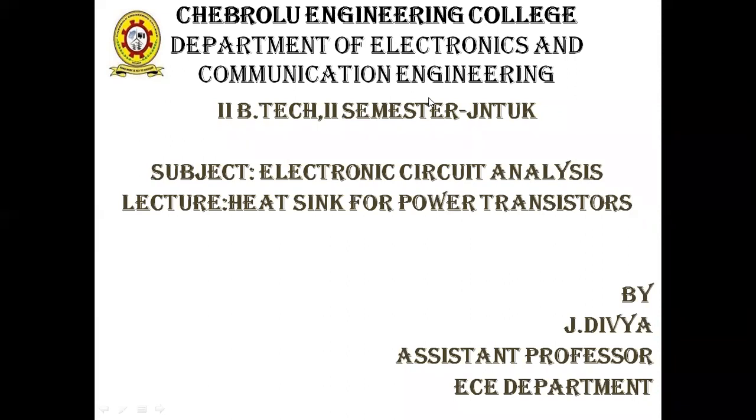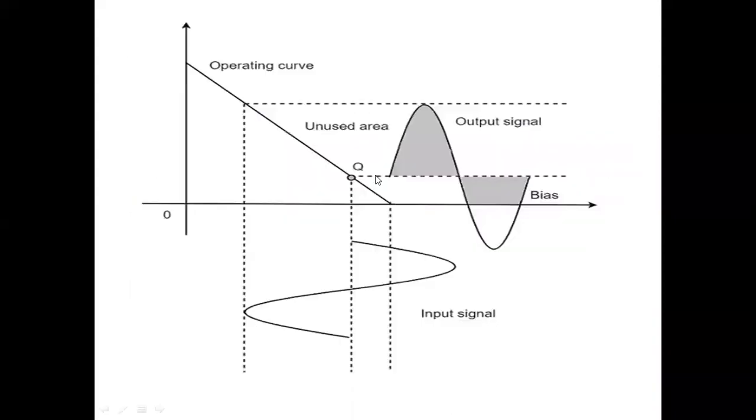In this class, we will see heat sinks for power transistors. So what are heat sinks, how many types of heat sinks do we have, and what are the mathematical expressions to find the power dissipation? These topics we will cover in this session. In the previous class, we already covered what is crossover distortion, what is a class AB power amplifier, and what is a class C power amplifier.